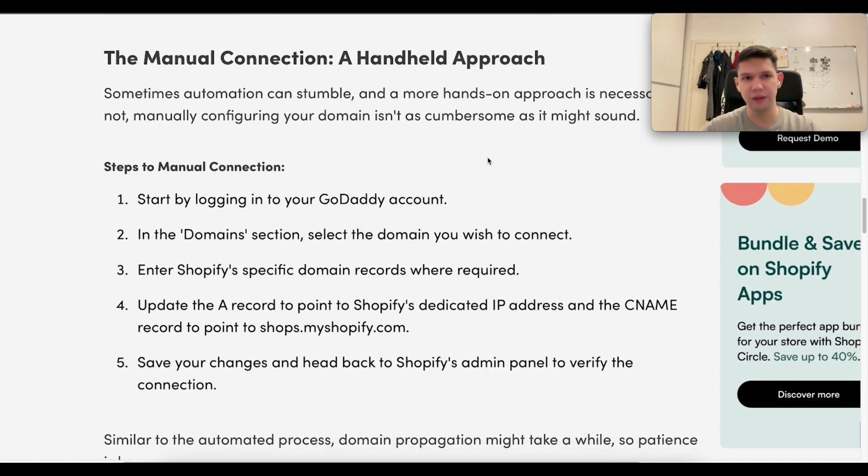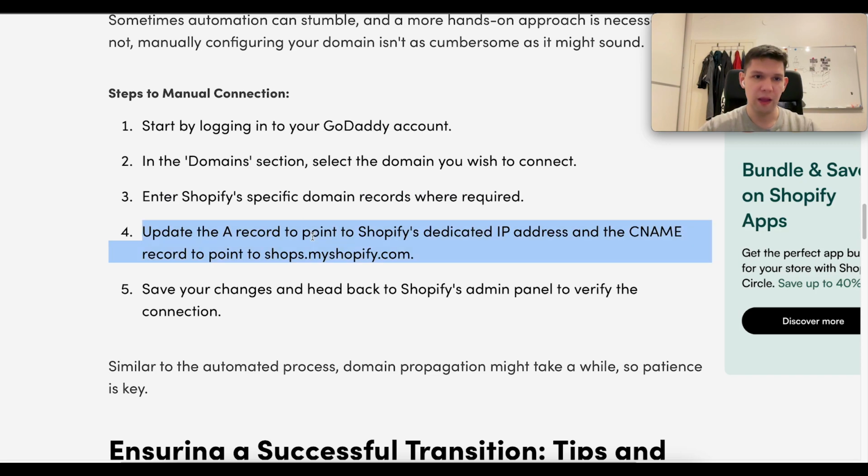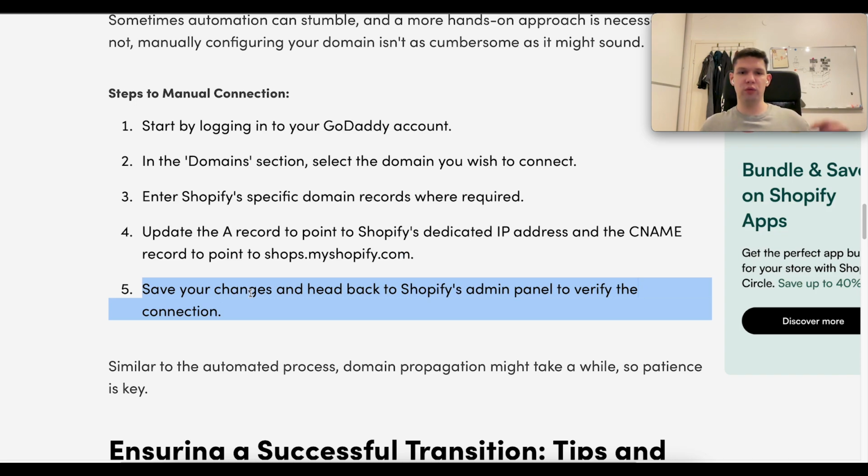If for some reason things aren't working out, to do it manually, log into your GoDaddy account. In the domain section, select the domain you wish to connect, enter Shopify-specific domain records where required, update the A record to point to Shopify's dedicated IP address and add a CNAME record to point to myshopify.com. Save your changes and head back to Shopify admin panel to verify the connection.